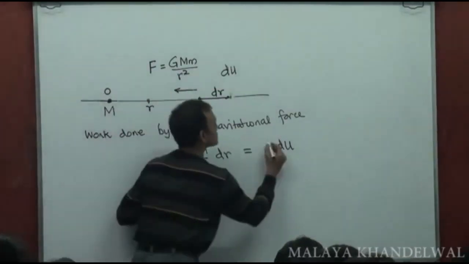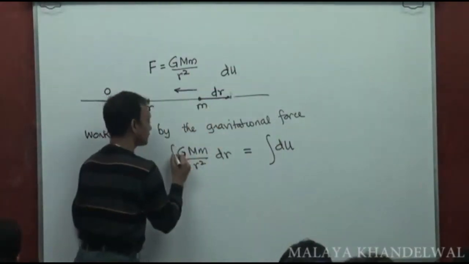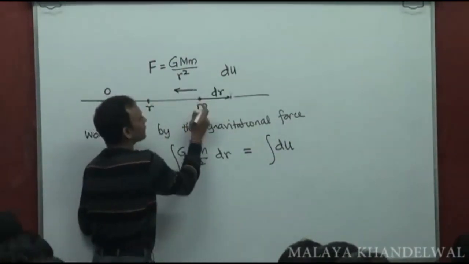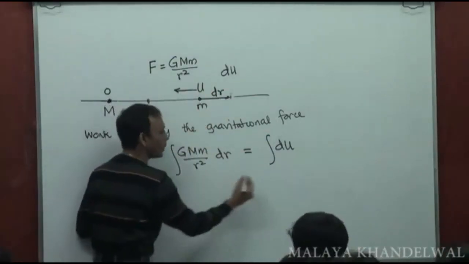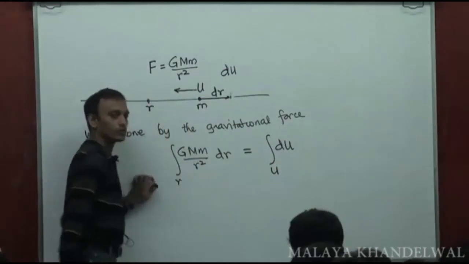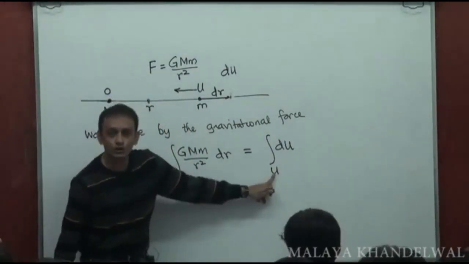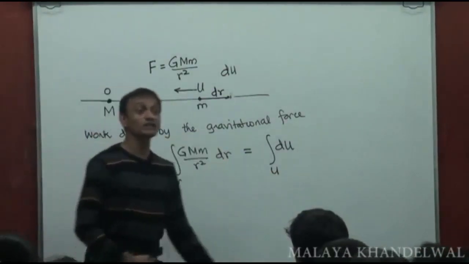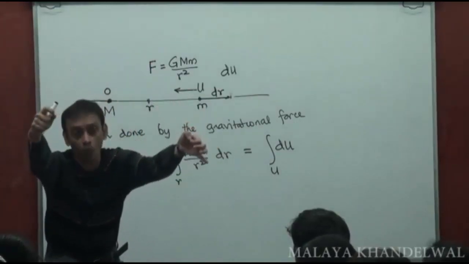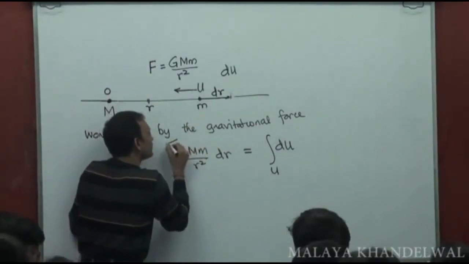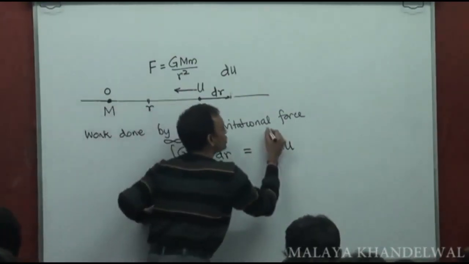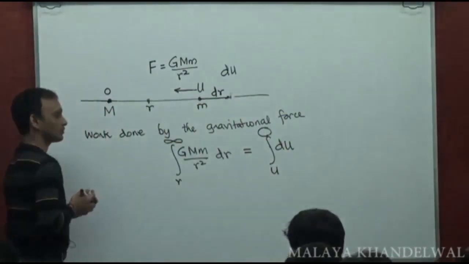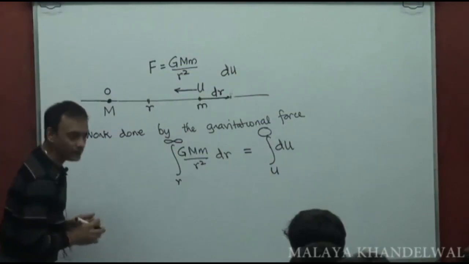Let me integrate both sides. Let's say the potential energy when r is equal to r is u. It's my choice to define a reference for potential. Can I not say that the potential energy at infinity is 0? So let's say when r is infinity, the potential energy is 0.